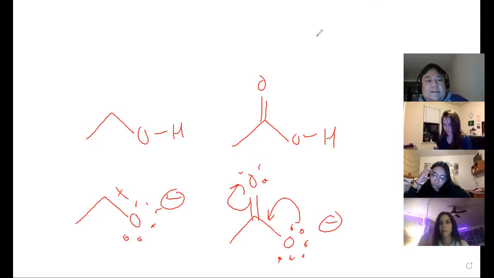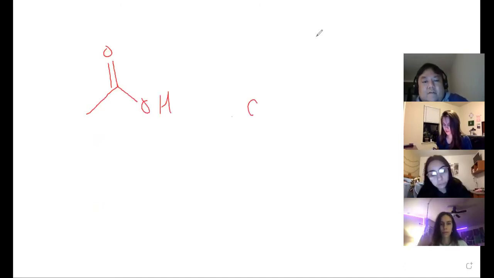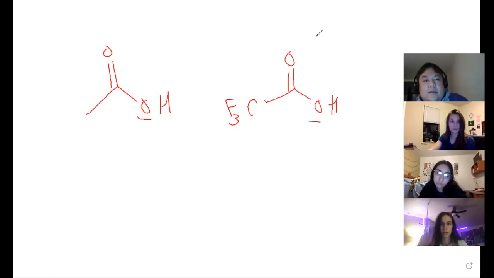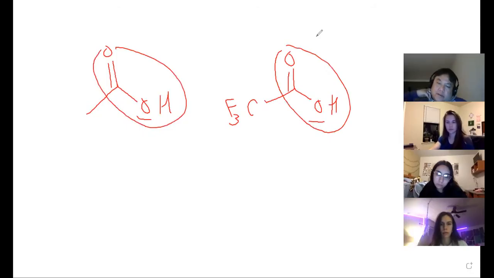Next up, inductive effect. So we have acetic acid and trifluoroacetic acid. Which one of these is more acidic? Well, they both are attached to the same type of atom. They both have the same resonance. What's the only difference now between these two? The one on the right has an electronegative atom. So something is more acidic the more electron density we pull away from it. So the more electronegative atoms you have near it, the stronger the acid it is. I'm pulling away electron density from that.